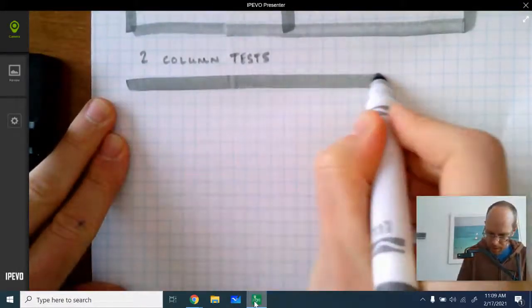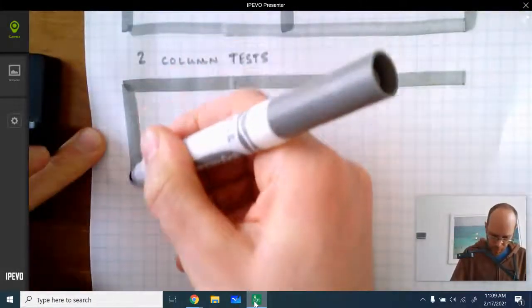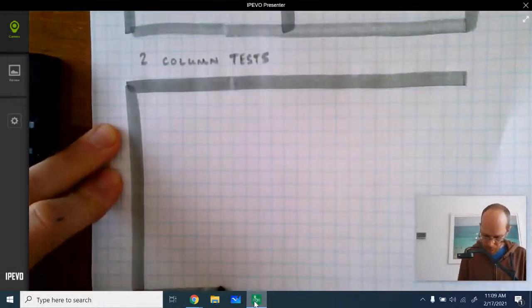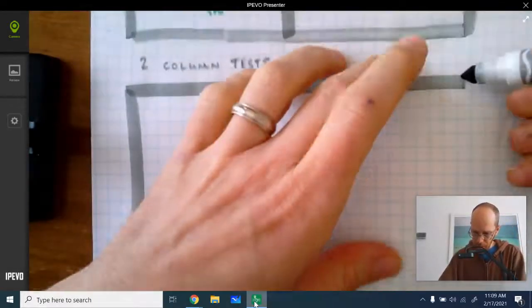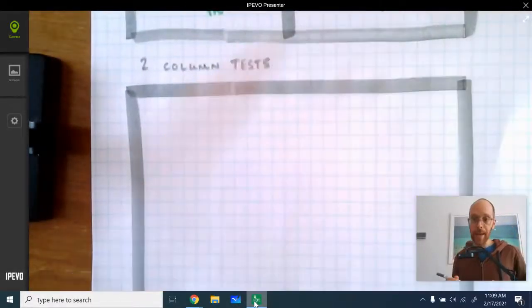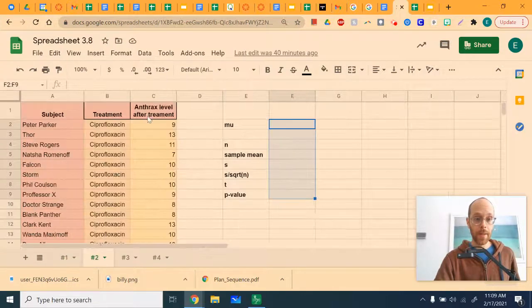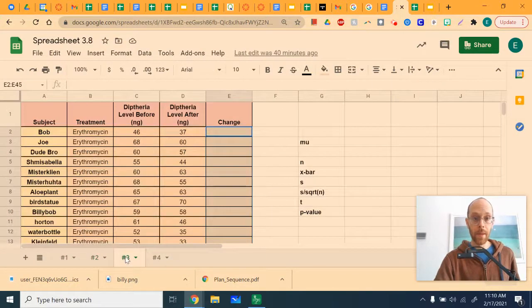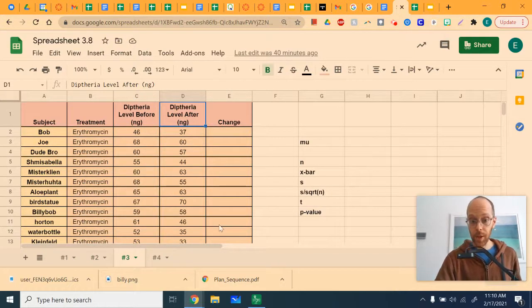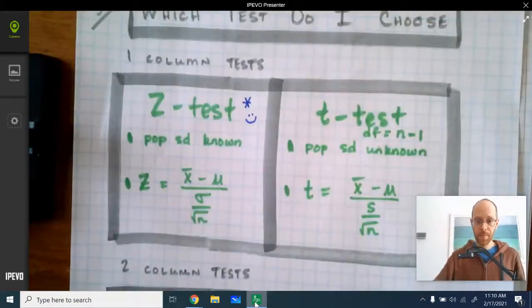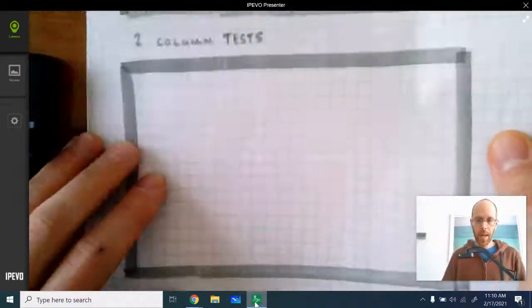This distinction is maybe a little bit trickier. Suppose you have two columns of data. To see what I mean, let's just look quickly at our spreadsheets for tonight's assignment. First problem has one column of data. Second problem has one column of data. The next problem, you'll see that there are two different columns of data. So that's when you look at this kind of situation. Okay, so two column tests.